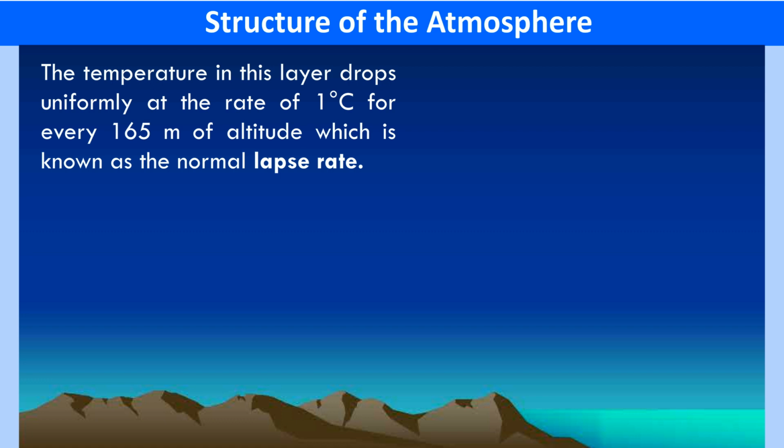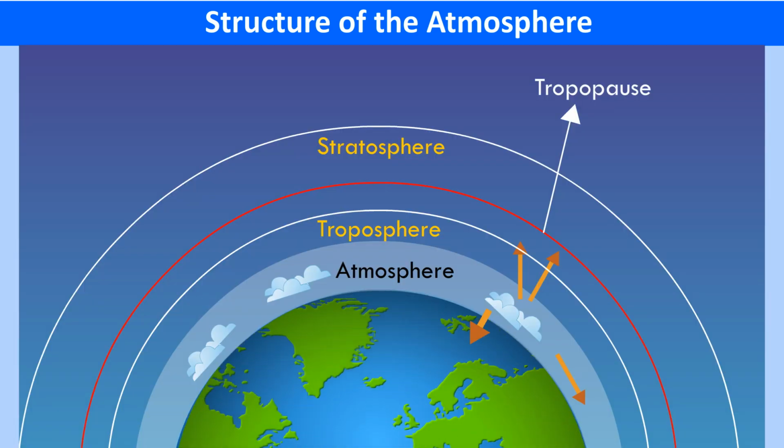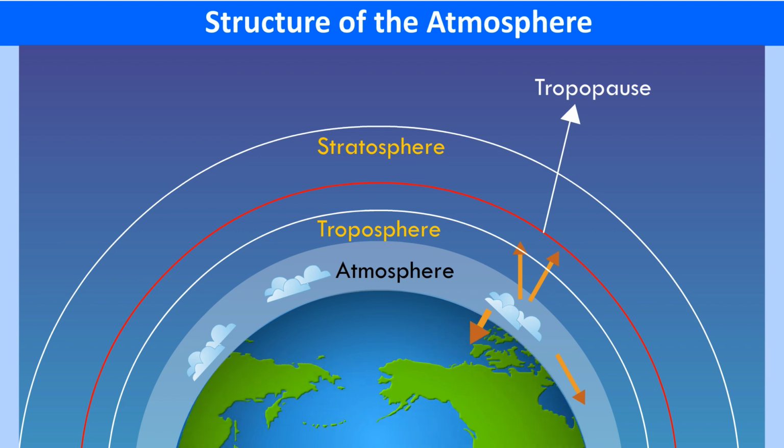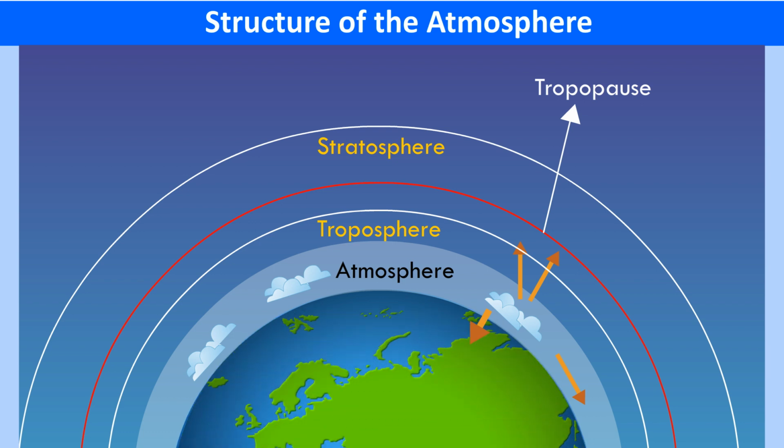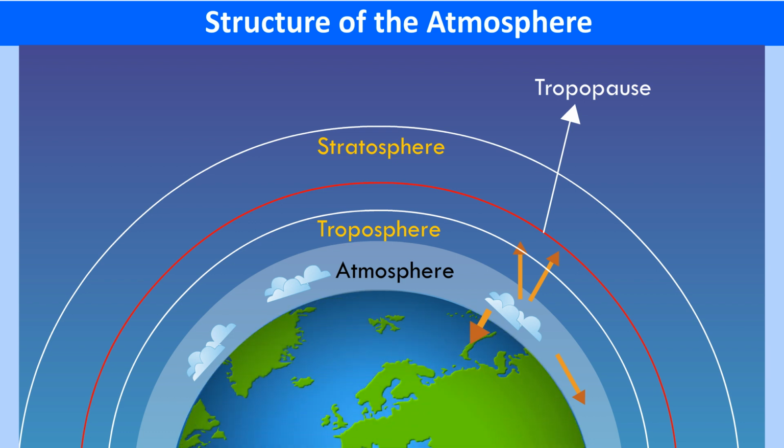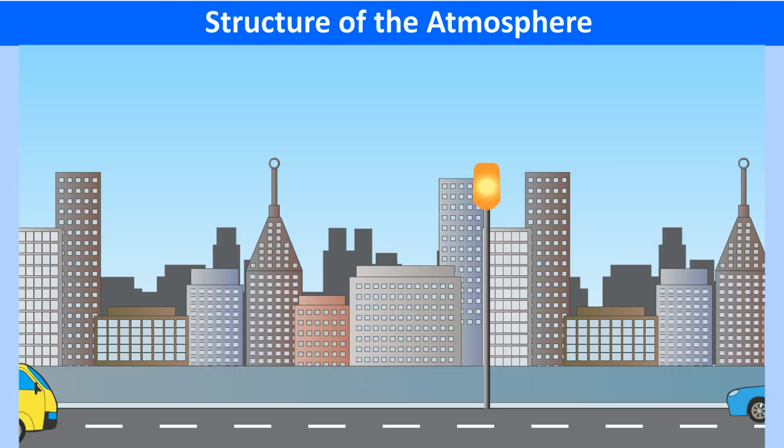It absorbs the maximum amount of heat radiated from the surface of the earth and keeps the earth warm at night. The tropopause acts as the boundary separating the troposphere from the stratosphere, wherein the temperature stops decreasing.